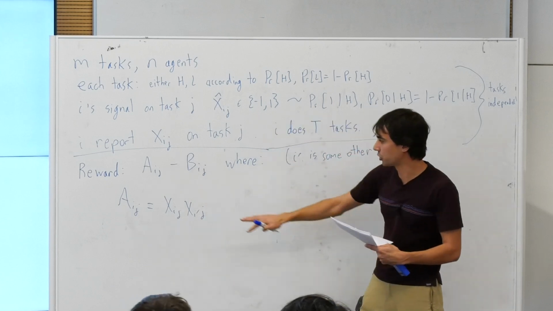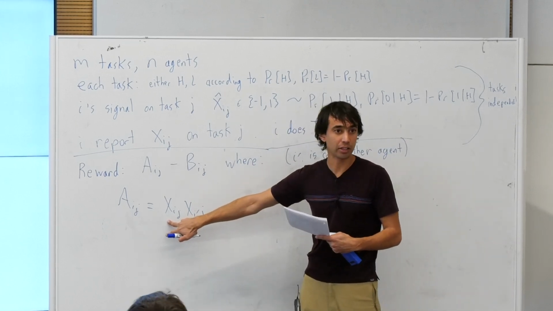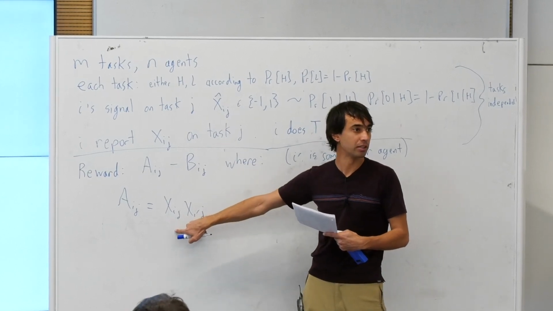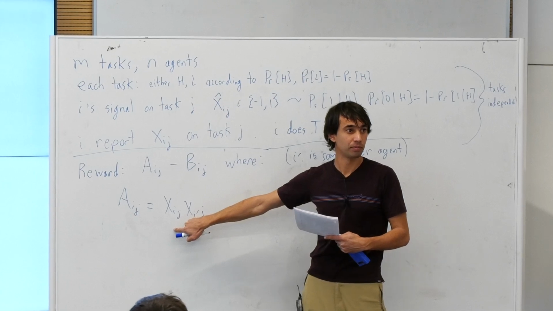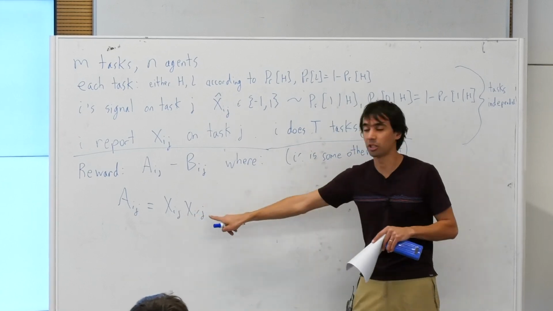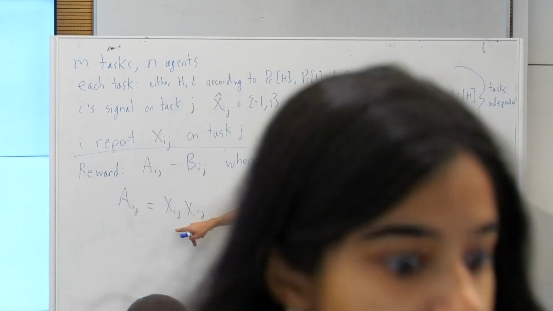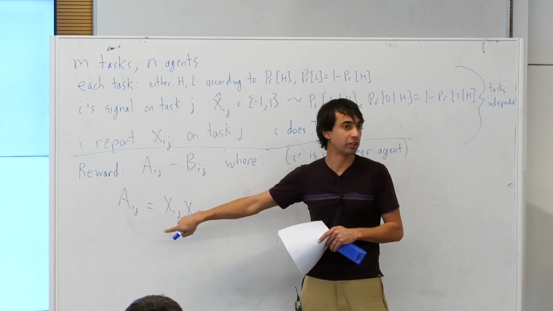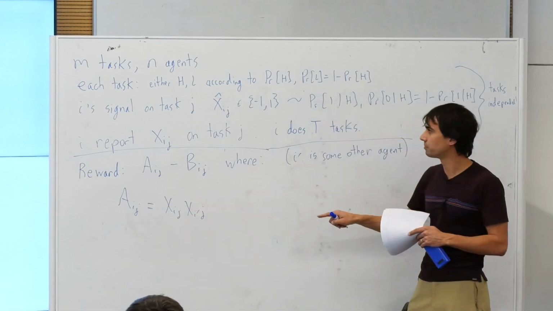Okay, so the first term is just what I said on task J and what I prime said on task J multiplied together. If they say the same thing, this is +1. For example, if they both said 1, this is +1. If they both said -1, this is +1. If they said different things, this is -1. If they disagree, this is -1, which is going to be bad for them.